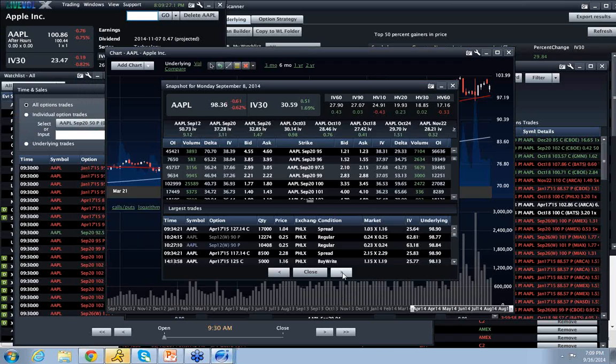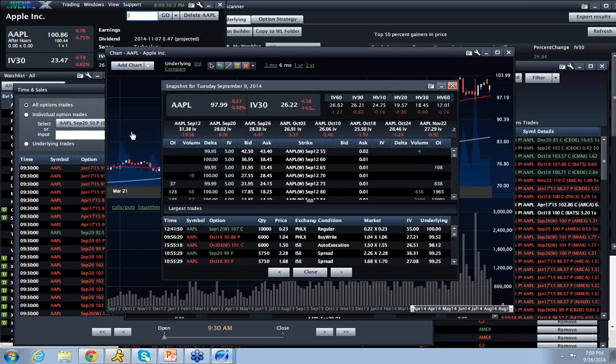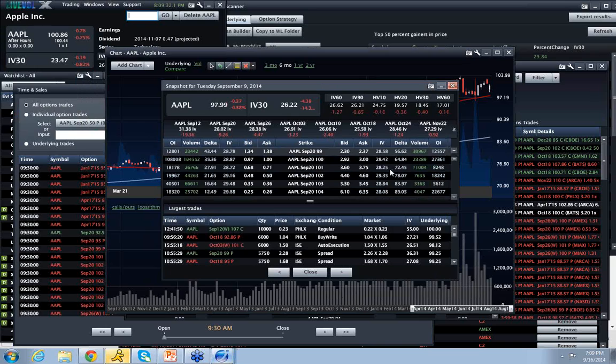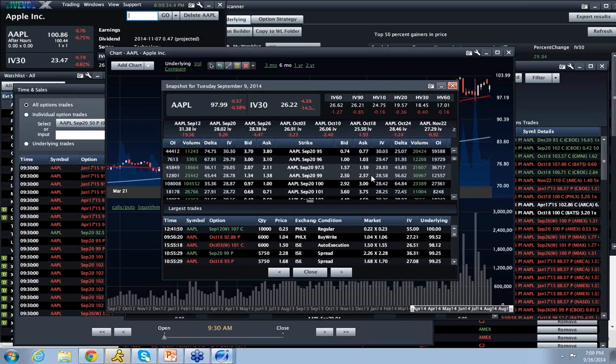Well, let's see what they're worth the next day. They're worth under $1.60. Well, what changed? Take a look at that volatility. Now take a look at the delta. Those are still a 43 delta despite the underlying being lower. So what happened? Volatility collapsed.